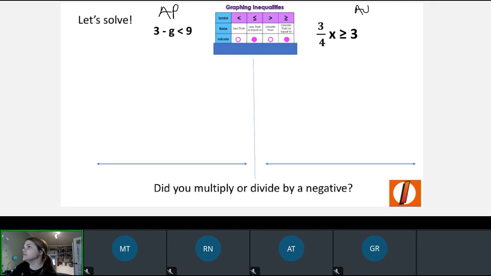So there's a couple things that could be potentially tricky on these. On the left, we have minus G. Okay, so after you move your 3, you're going to have to multiply or divide everything by a -1. On the right-hand side, AJ's problem, we're going to have to start off by multiplying by the reciprocal of our fraction. Okay, so I'm going to give us about 2 minutes to work on these, and then don't forget to go ahead and graph your solutions at the bottom.